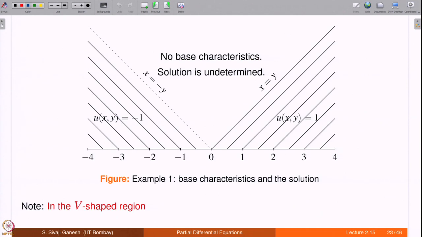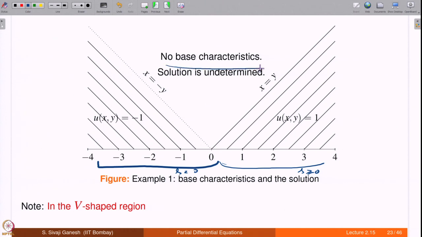Let us draw a picture. So, this is the picture. Here we had s negative, and this is for s greater than or equal to 0. These are the base characteristic curves corresponding to positive s. So, these are all lines parallel to y equal to x, and these are lines parallel to y equal to minus x. Now, what happens in between, in this region?